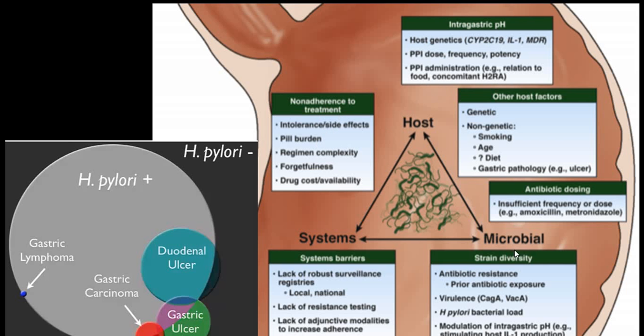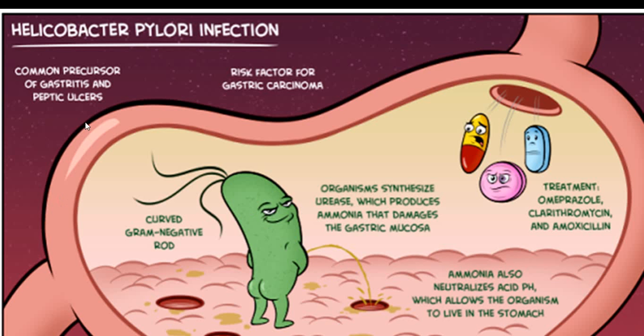As far as microbial factors are concerned, antibiotic resistance, virulence of the H. pylori, H. pylori bacterial load, etc. Intragastric pH, all these factors will be responsible for the effect of H. pylori on the stomach. Just skipping this slide. This is a simple slide which tells you that this is a microorganism, H. pylori, and it synthesizes urease enzyme, which splits urea into ammonia, and that will damage the gastric mucosa.